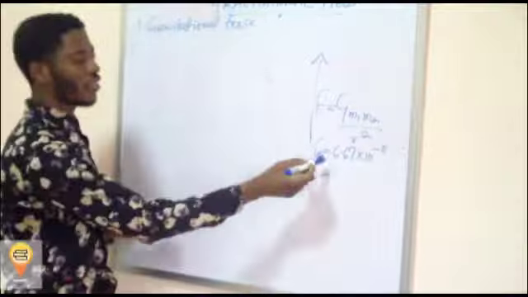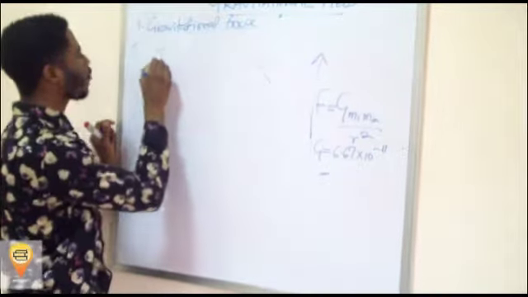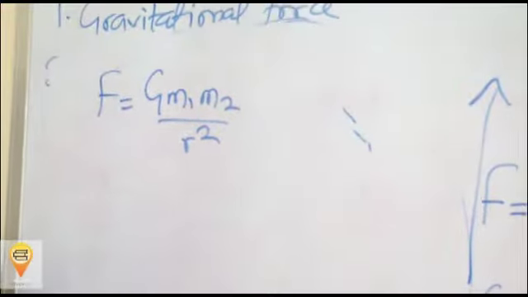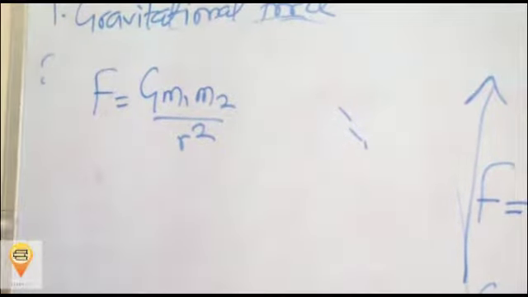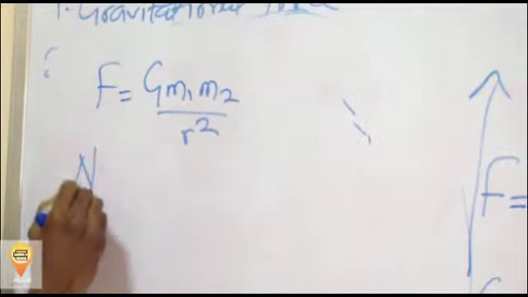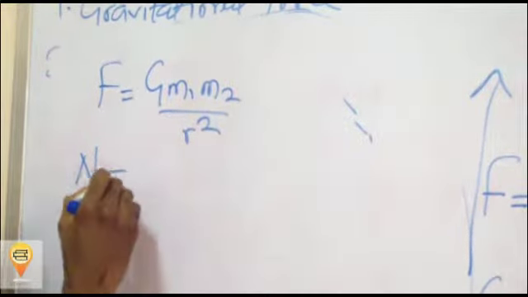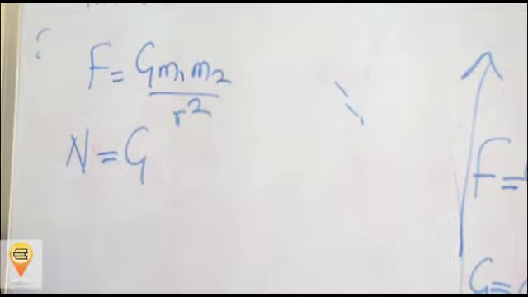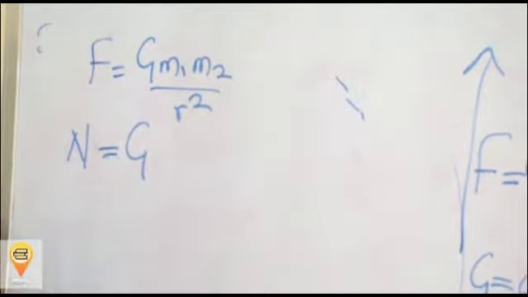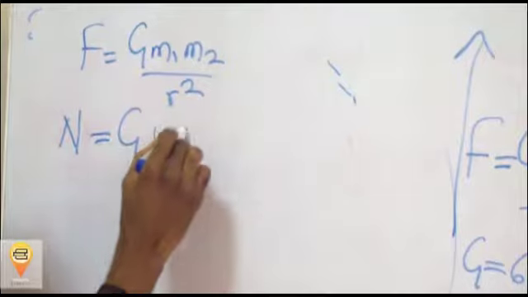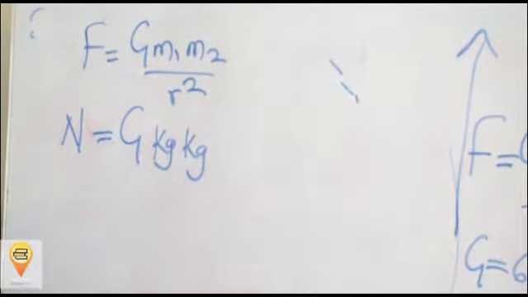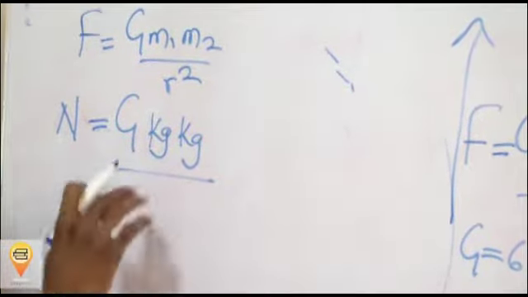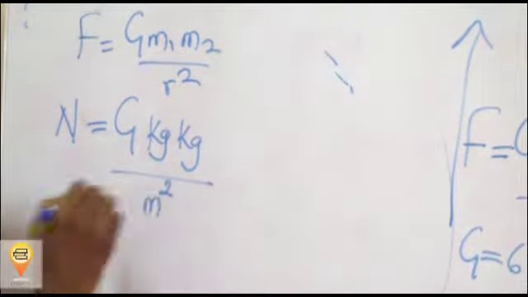Now, to get the unit of this constant, we do it this way. We say that F is equal to G M1 M2 over R squared. We know that F is the force of gravity. Now, the unit of force is Newton. So let's have this here. N is equal to, we are looking for G, which is a constant. M1 and M2 are masses. Their product results in M squared. Now we have kg, which is the unit of each mass. Then all over R squared. R is the distance. The unit of distance is meter. So we have meter squared.